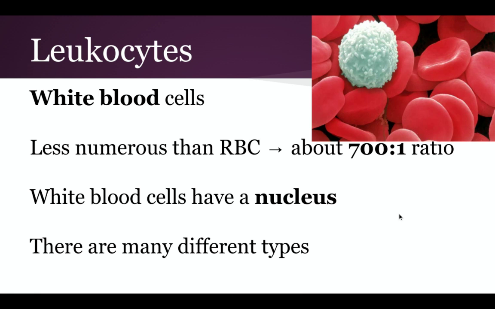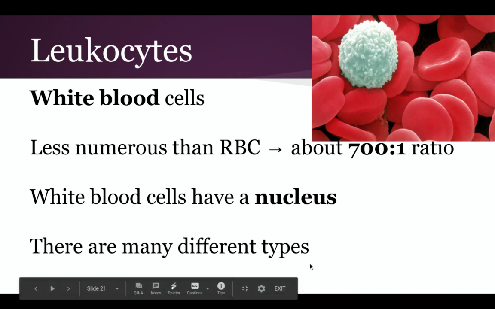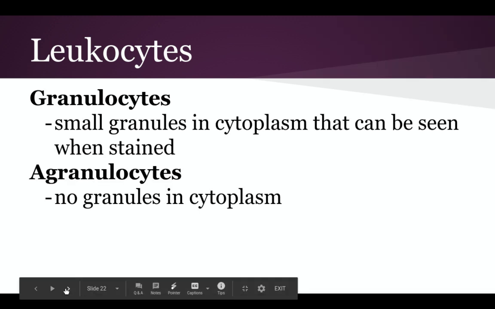Okay, some other types of cells. So again, we have all the red blood cells, but they don't make up all of our blood. We have what we call leukocytes, which are white blood cells. They're a lot less numerous than red blood cells, about 700 to 1. So for every 700 red blood cells, we have one white blood cell or leukocyte. White blood cells have a nucleus, and there are a lot of different types of white blood cells, whereas all red blood cells are about the same.